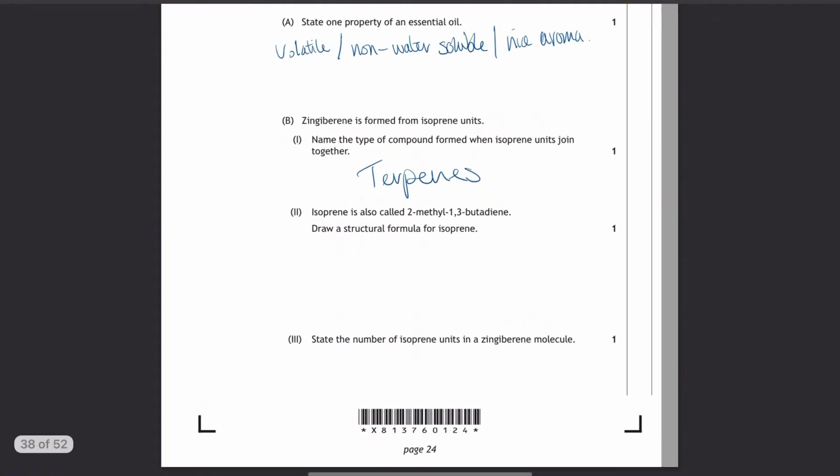And then draw a structural formula for isoprene. So I always like to draw this as the skeletal structure because I think it's easier and you won't be penalised for doing so. So it's essentially just a zigzag of 4. By 4 I mean that's a carbon, that's a carbon, that's a carbon, that's a carbon. So that wee zigzag, both ends get a double bond, and then you stick a branch on here.